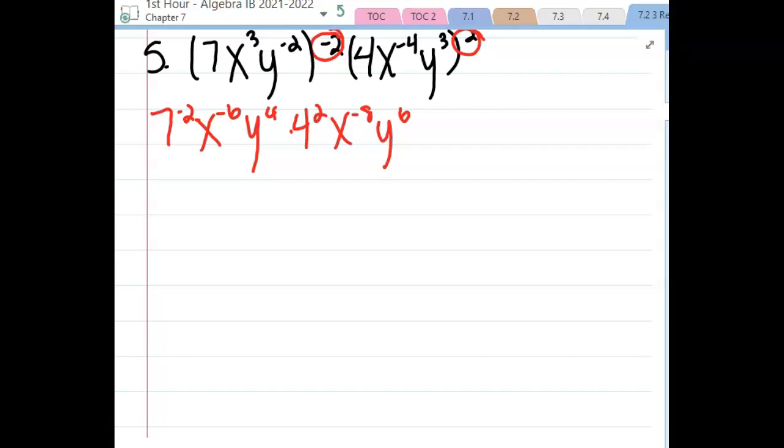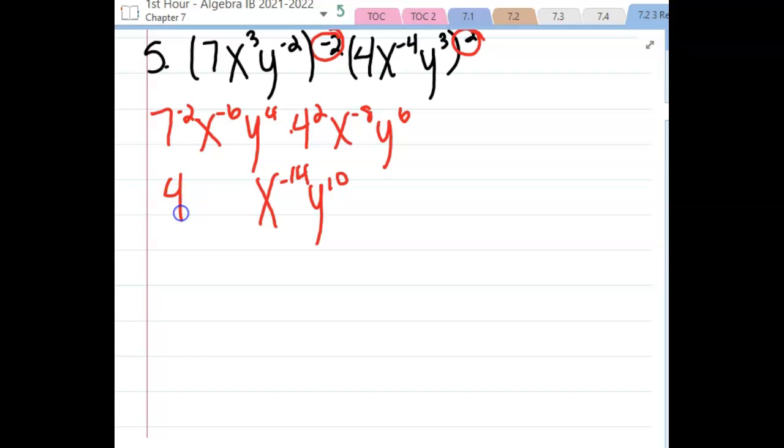What I would do next is I notice, well, I've got an x to the negative 6 and an x to the negative 8. There's no reason to have these two powers that have the same base. I can combine those into one power, and we do that by adding the exponents. So negative 6 plus negative 8 would give me x to the negative 14. And we can do the same thing with the y's. 4 plus 6 would give me y to the 10. So there's my variables. And then I still have my numbers.